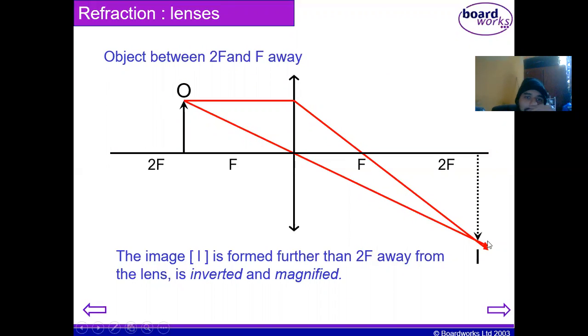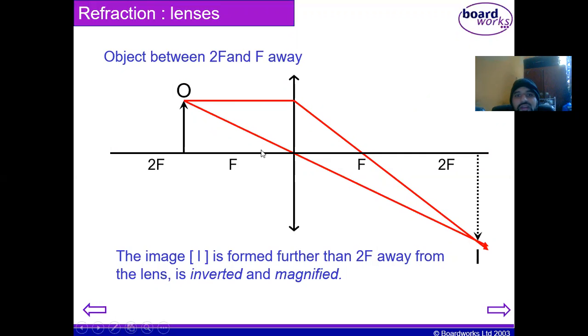So if you guys get confused thinking, where do I put the image based on the object? Always remember, if the object's behind 2f, image will be behind 2f. If the object is on 2f, image will be on 2f. If the object is in front of 2f, image will be in front of 2f.